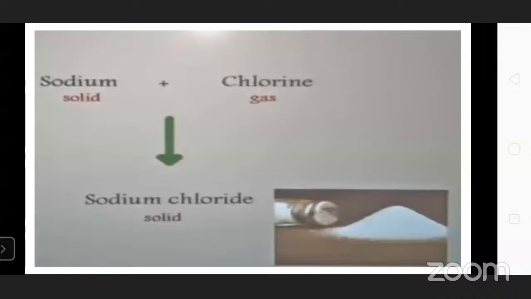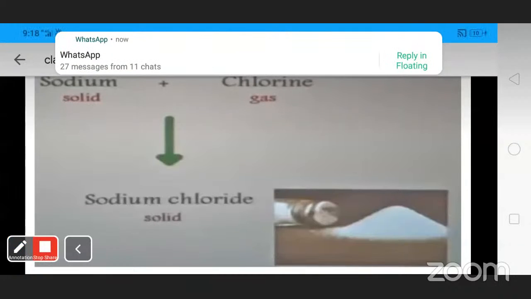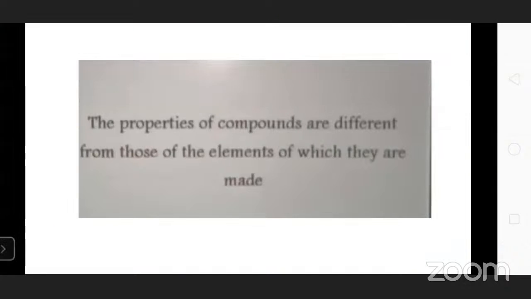Why are we discussing all this? To understand pure substances, elements and compounds. This sodium chloride is also a compound because two different atoms are combined together chemically, and we cannot separate them by physical methods. We can separate sodium chloride into sodium and chlorine by a chemical process only. So this is also one of the pure substances. The properties of compounds are different from those of the elements of which they are made.